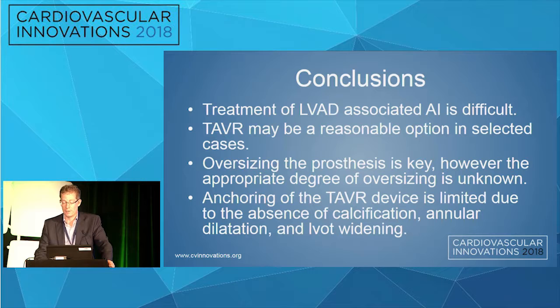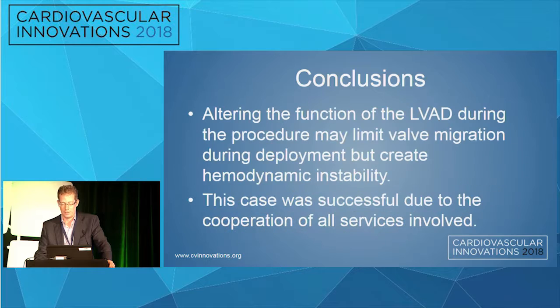So the treatment of LVAD-associated AI is difficult, and I think there are many options out there. TAVR may be a reasonable option in selected cases. You definitely have to oversize the prosthesis. However, how much, we don't really know yet. And anchoring the device is limited due to the absence of calcification, annular dilatation, and the LVOT widening. But importantly, we learned that altering the function of the LVAD during the procedure may limit the migration, but definitely may create hemodynamic instability. So as a rule now, we don't do that. And so far, we've had much easier and better results.